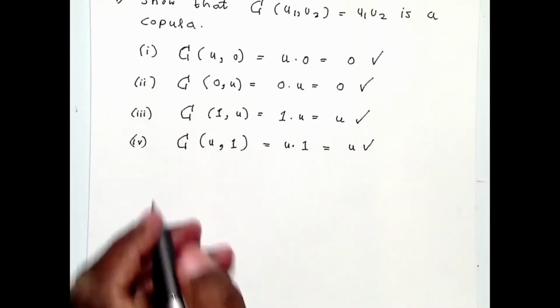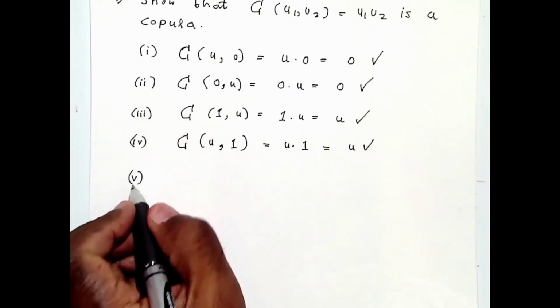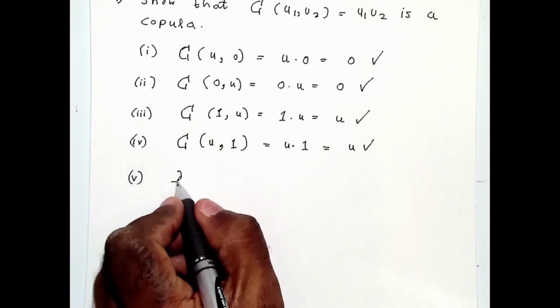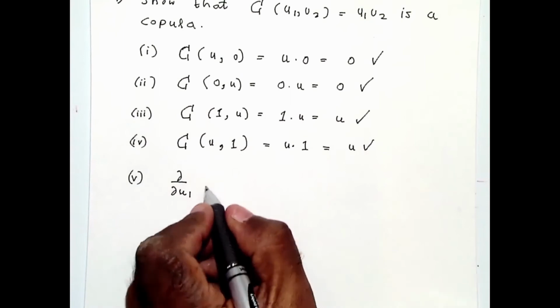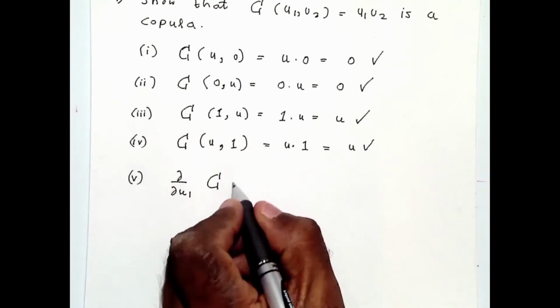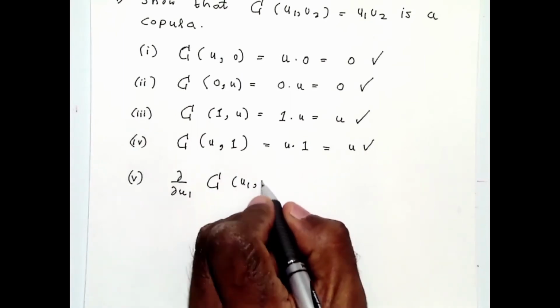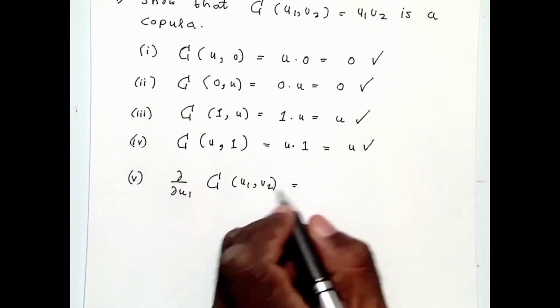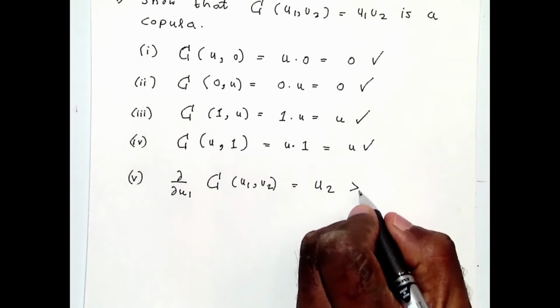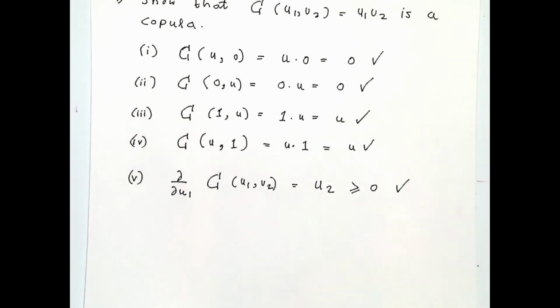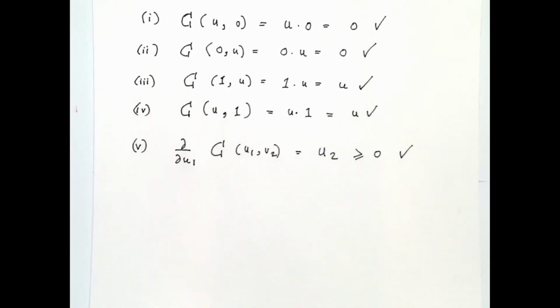And condition 5 is the partial derivative with respect to u1 of this, which will be u2, and this is non-negative, right? So that is satisfied too.